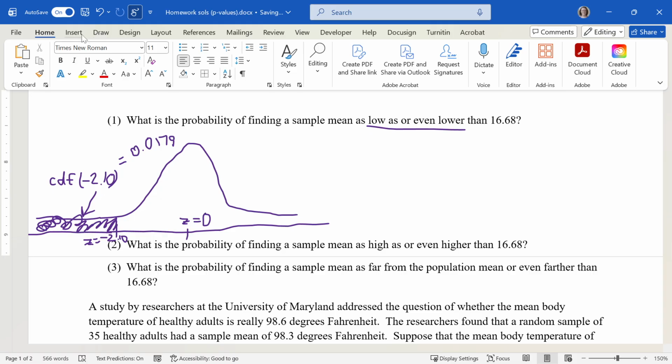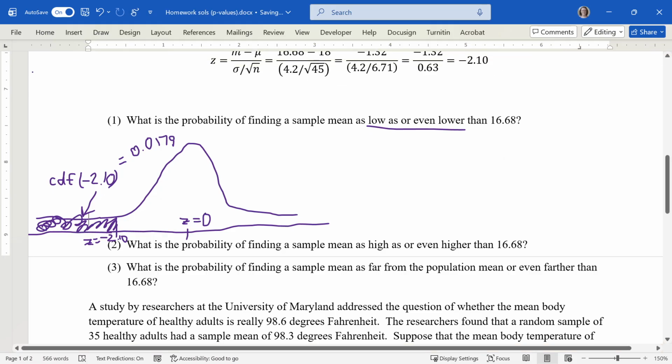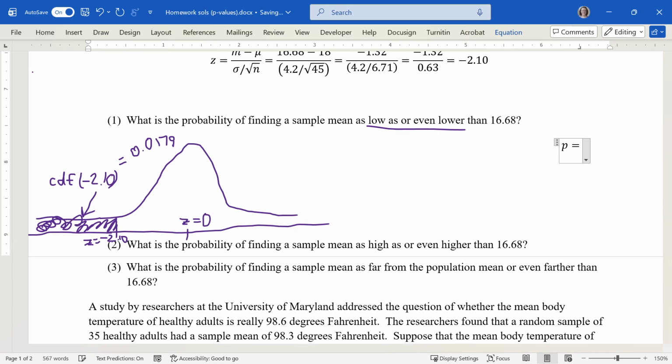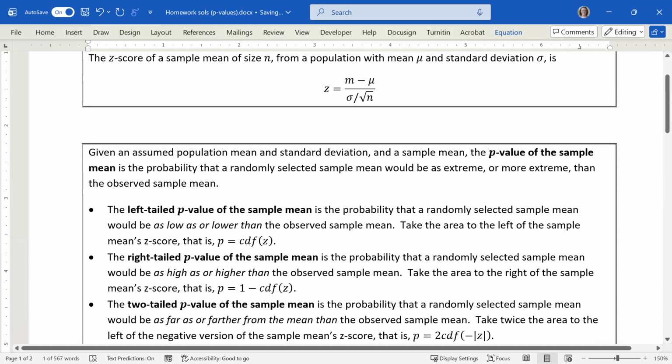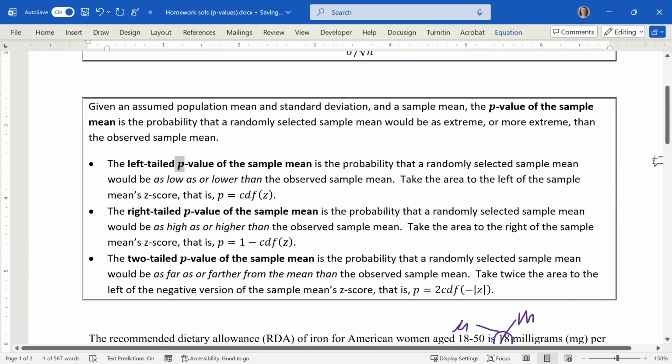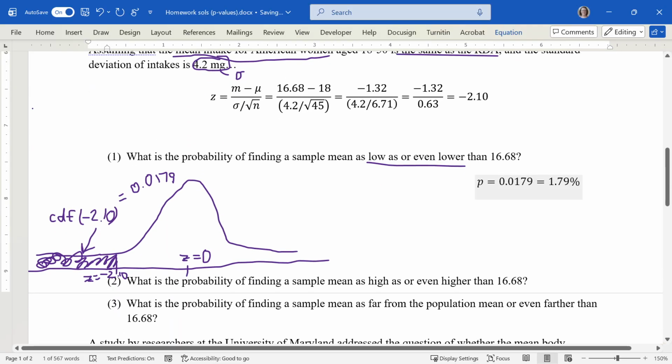type this answer in a normal way over here, I think. So probability is p equals 0.0179 or 1.79%. By the way, I'm calling this p because this is a p-value. See this table up here? This is p-values. So you can call these areas that you get little p, and that is called a p-value.